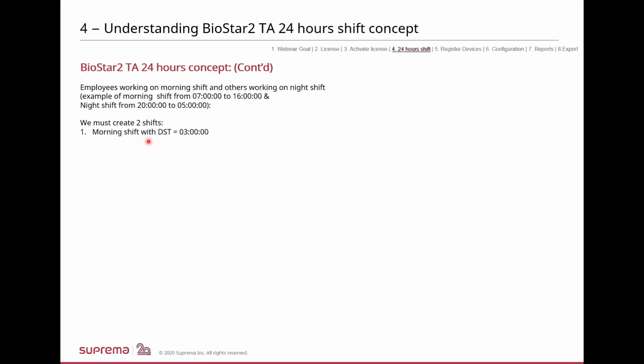For the morning shift, DST should be 3 a.m. Why 3 a.m.? As we said, 3 to 4 hours before 7 a.m. So when you create the shift, which is coming in the following slides, we are going to set the DST for this company to be 3 a.m. to ensure that anybody who comes before 7 a.m. still has his transaction within the 24 hours. For the night shift, 8 minus 4, so we will set it at 4 p.m.